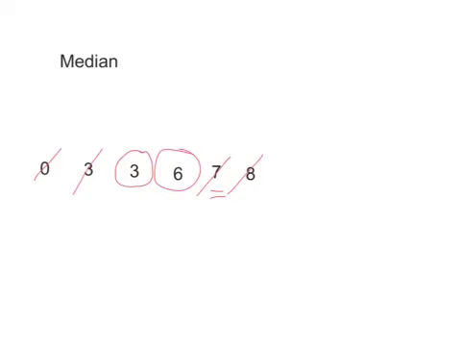To find the median in this case, I need to add my 3 plus 6. That gives me 9. And now, to find what is actually in the middle, I divide that by 2. And that's going to give me 4 and a half.